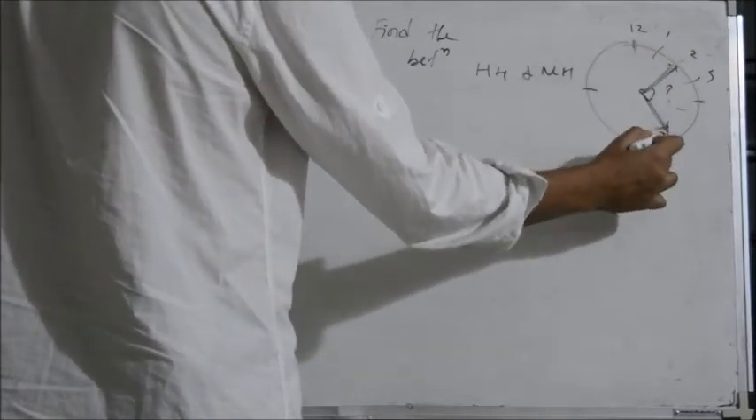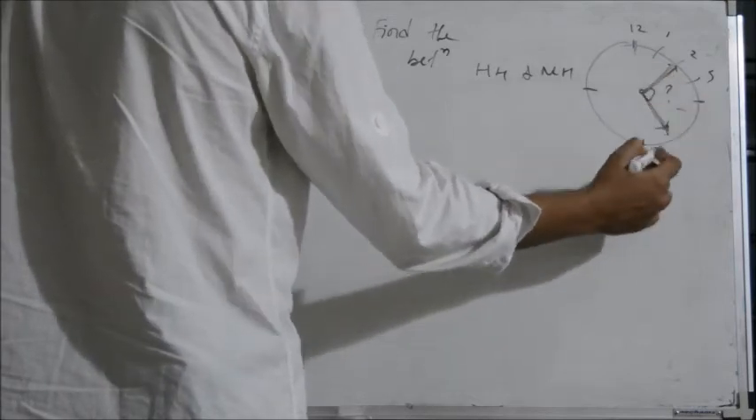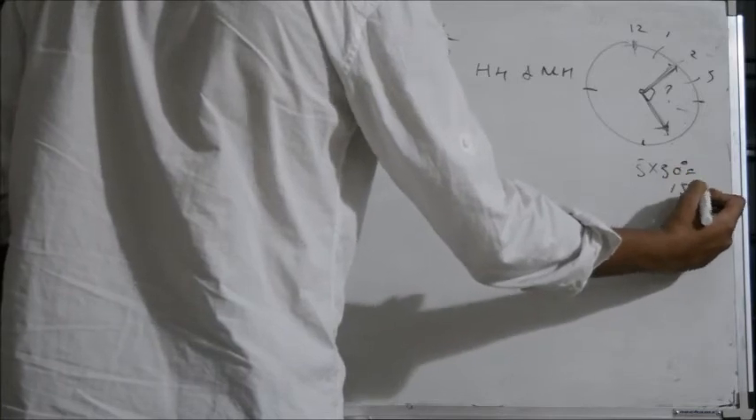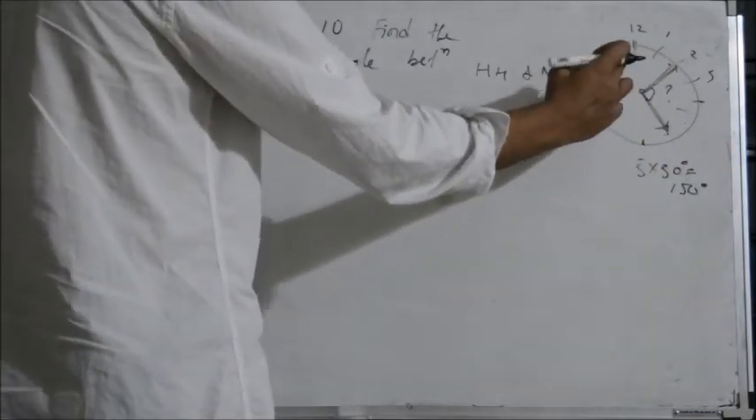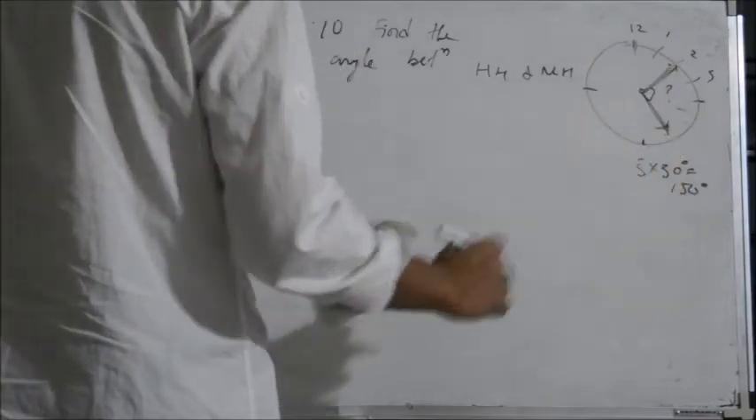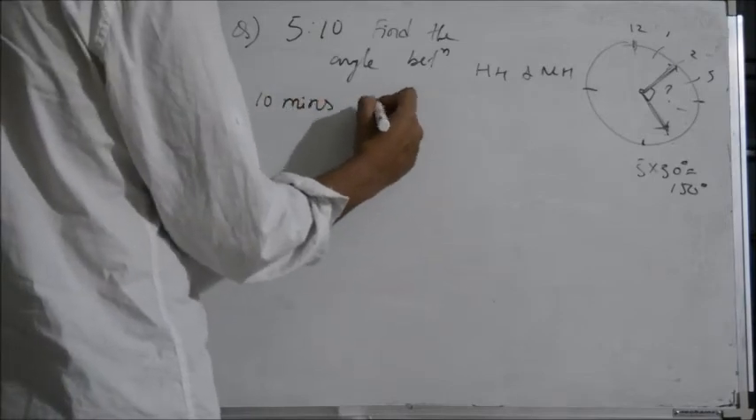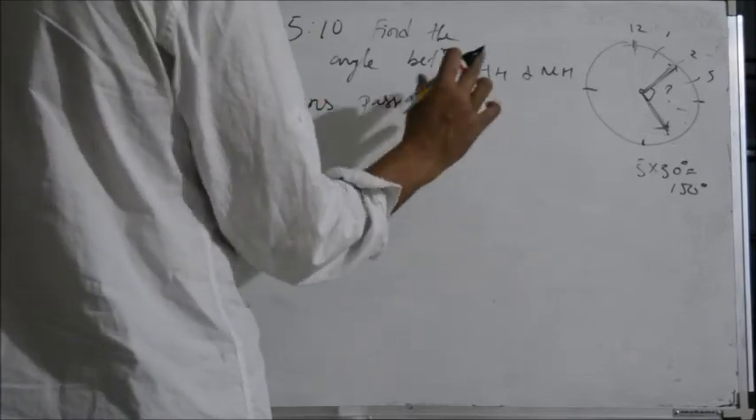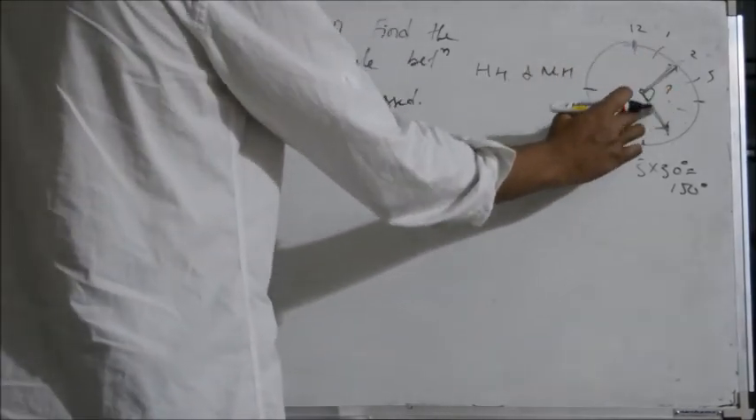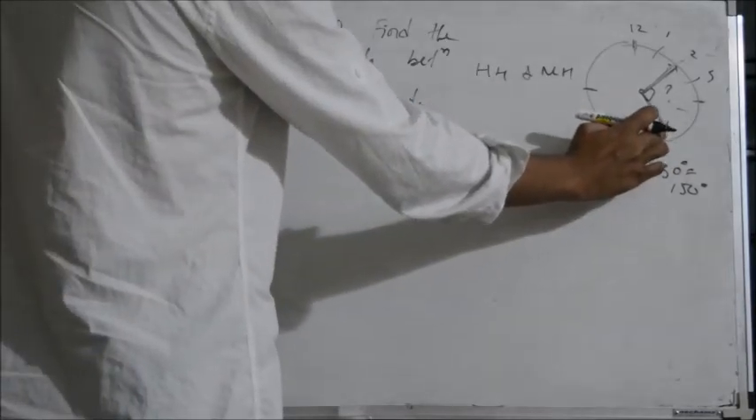From 12 to 5, how many degrees? 1, 2, 3, 4, 5. 5 into 30 is equal to 150 degrees. When it is exactly 5 o'clock, the angle between the hour hand and minute hand is 150 degrees. But now 10 minutes have passed. What does that mean? That doesn't mean it has covered 60 degrees, because the hour hand will also move.